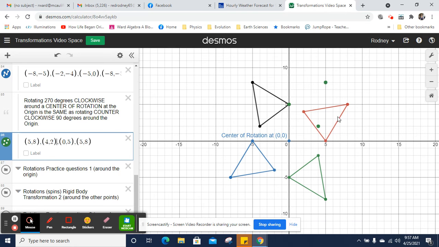But if I'm going around here, I'm going to end up with X values that are no longer positive. So what I need to now do is change all these X values into negatives. Zero stays the same.